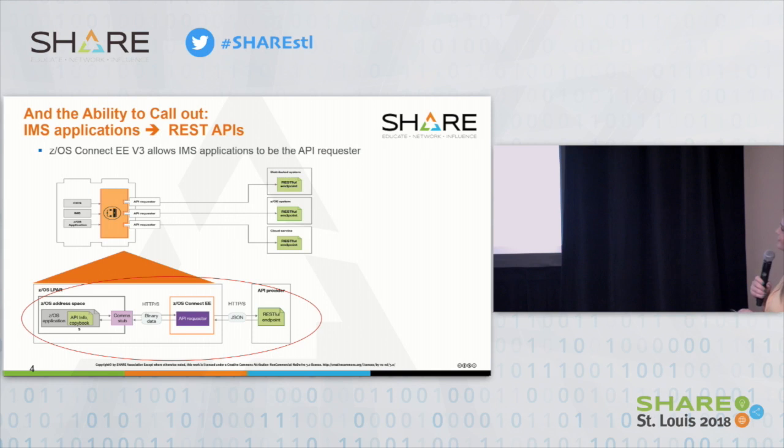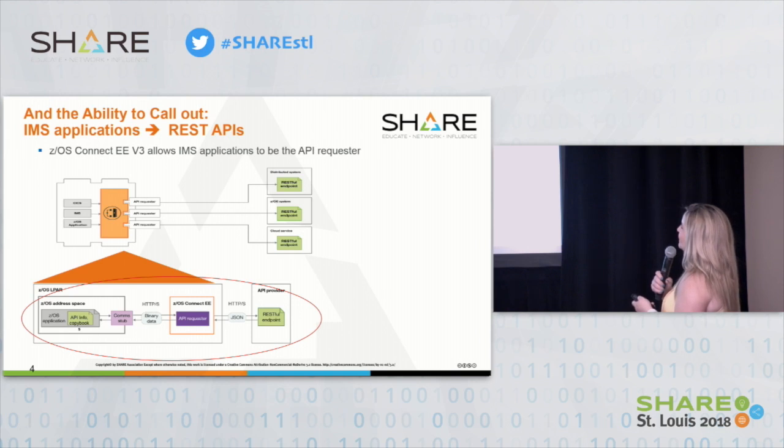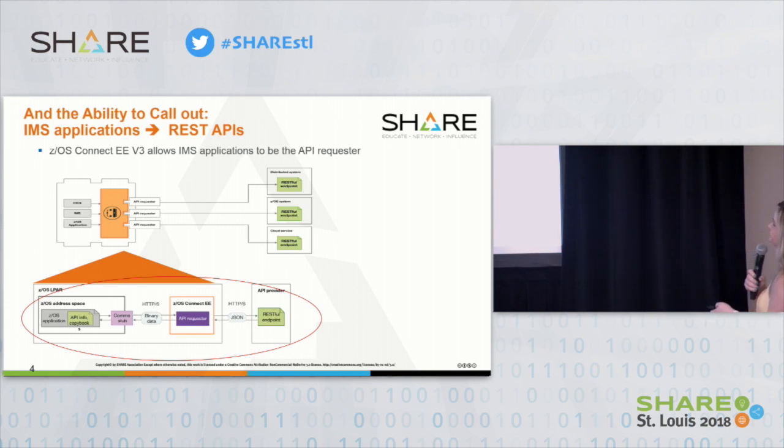All right, some of these screenshots will look familiar. So we are going to use z/OS Connect to call IMS applications, and IMS is going to be an API requester. So we've got our z/OS application. It's going to have API info in a copybook. It's going to talk to the COM stub from the communications z/OS Connect EE. It's going to work with API requester to go back to the API provider at this point, which is blockchain.